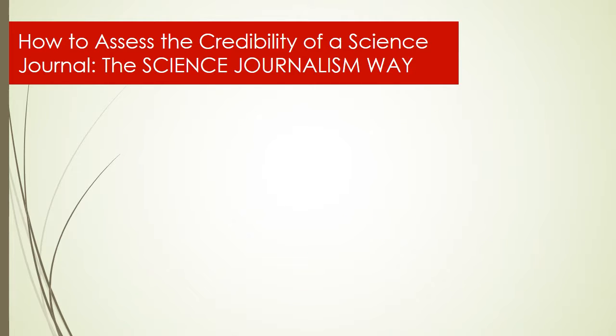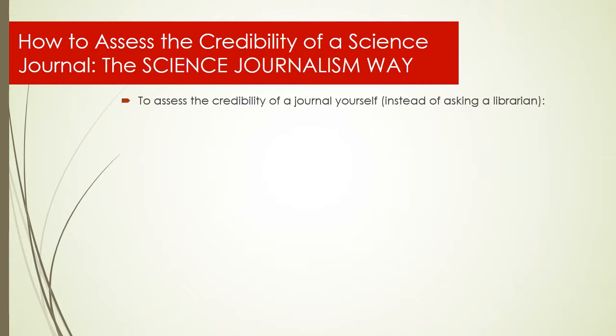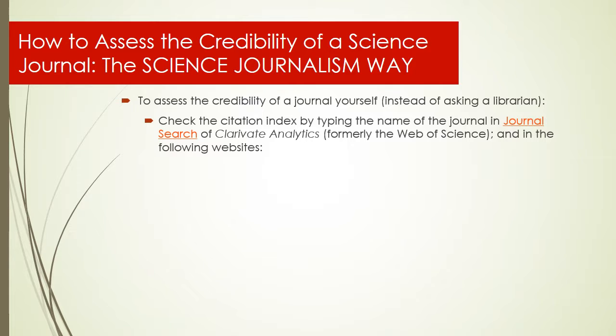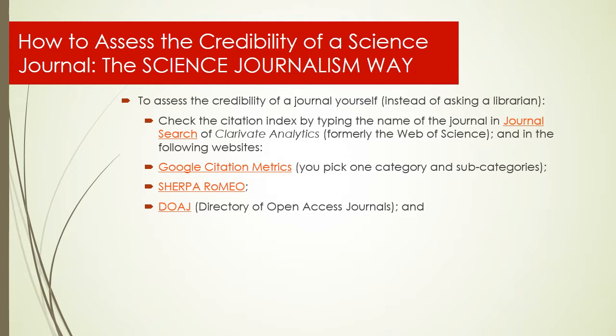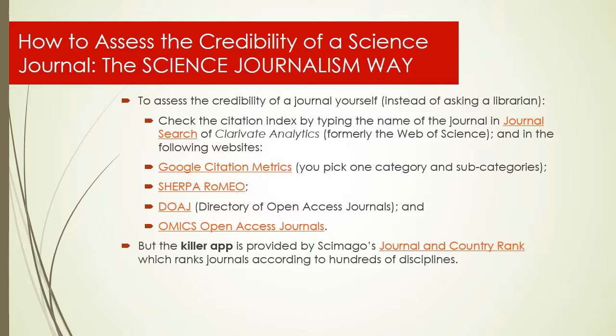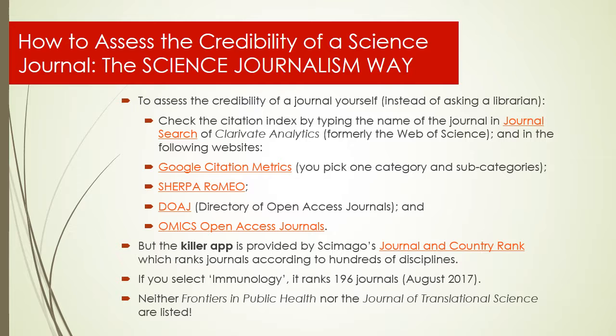If you want to find out by yourself, check the citation index by typing the name of the journal in Journal Search of Clarivate Analytics, the new home for the Web of Science previously owned by Reuters Thomson. You can also check the following websites: Google Citation Matrix, Sherpa Romeo, and the same resources of the previous slide. But here I would like to insist on this killer app, which is provided by Scimago's Journal and Country Rank. It ranks journals according to hundreds of disciplines. If you select immunology, it ranks 196 journals as of August 2017. And neither Frontiers in Public Health nor the Journal of Translational Science are listed there.